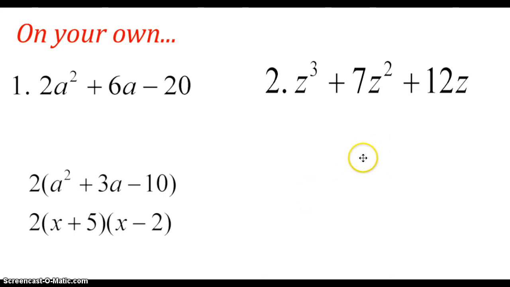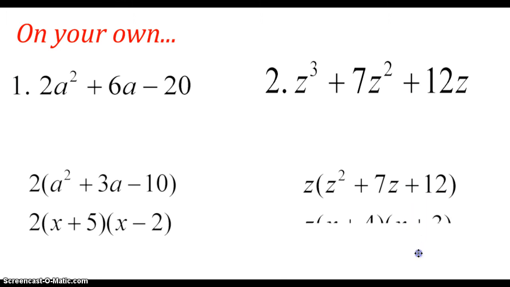In number 2, you have a GCF of just z, because that's all that can come out. So you're left with z squared, 7z, and 12. Factors of 12 that will get me 7 are 4 and 3. And I need to leave the z. So hopefully you know that. It's not like it's something brand new. You've seen factoring a ton in Algebra 1. And we'll continue to practice that later.